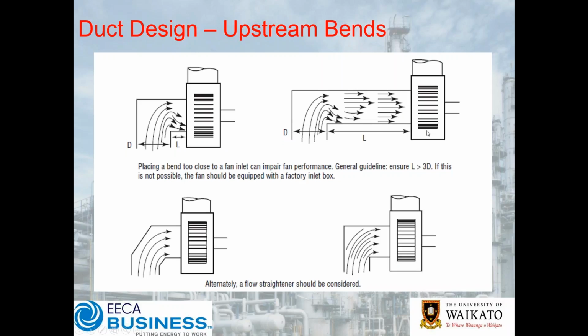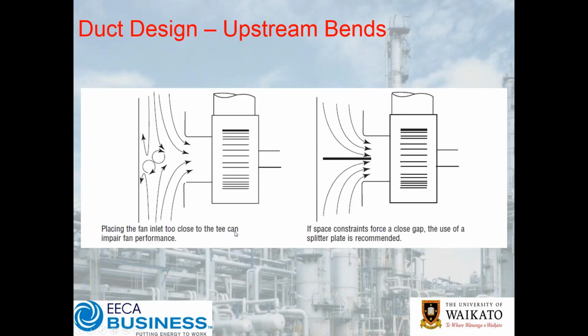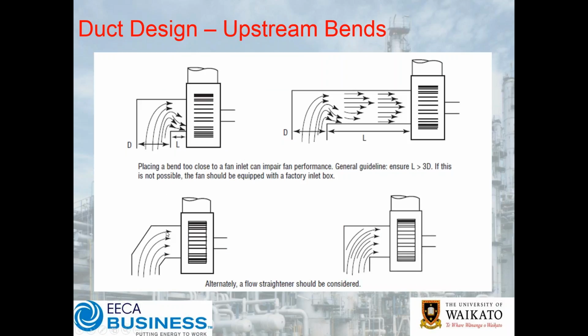Now if you can't do that, if you don't have the space, the other option would be to mitre that bend, and even better perhaps would be to mitre it with some flow control vanes to help the air around the corner. So flow straighteners can do an awful lot instead of having to replace a whole lot of ductwork.